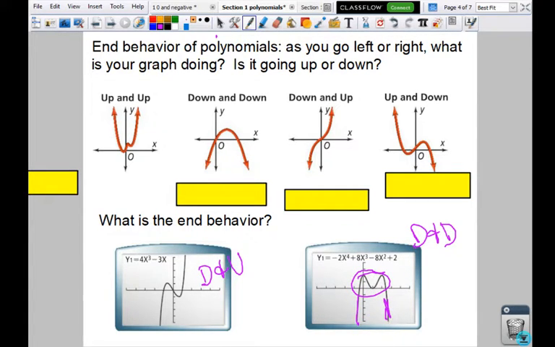Is that the next lesson? Kind of this one, but most of the next one.